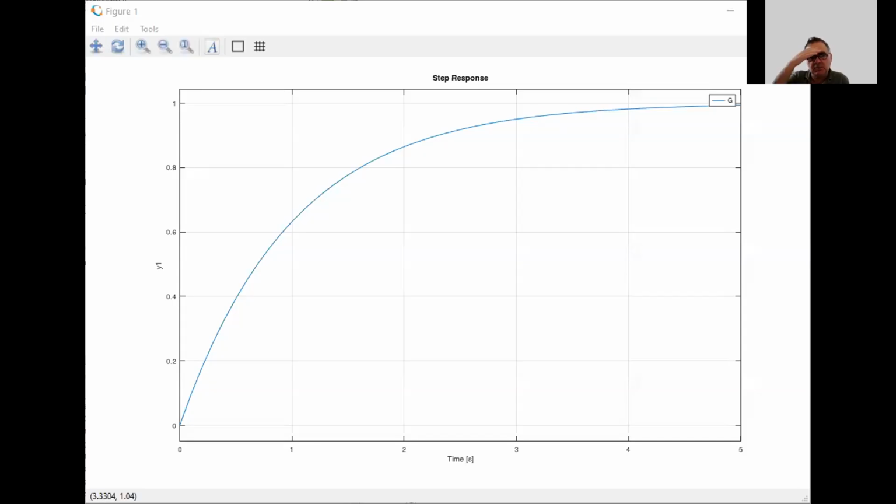Okay, so this is the step response of 1 over s plus 1, as we have seen. It's a monotonous response. It has a steady state gain of 1. The response is unit step response, so the input is 1 here. Let me briefly show you how we did it again.